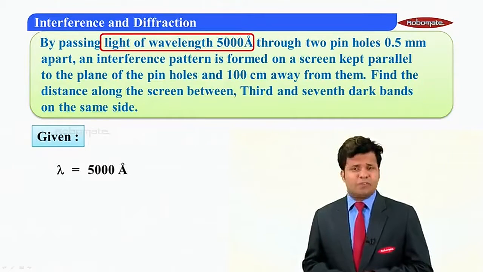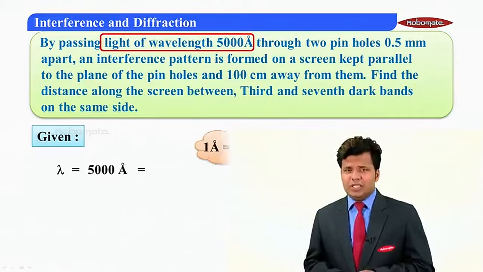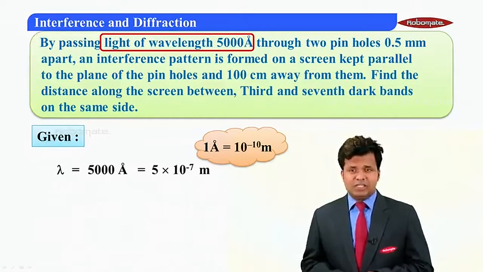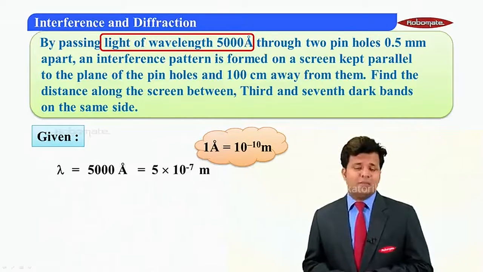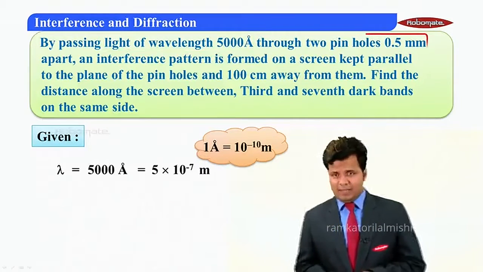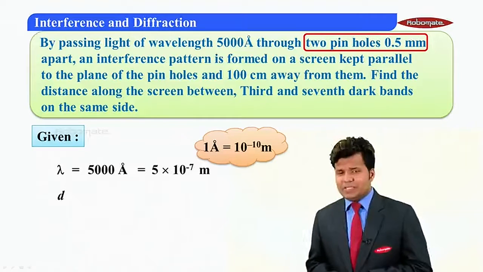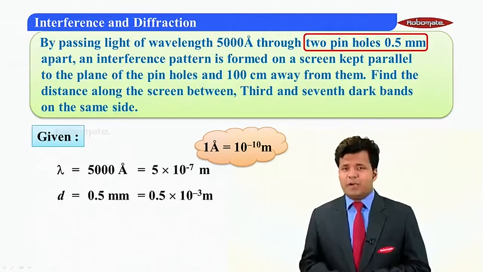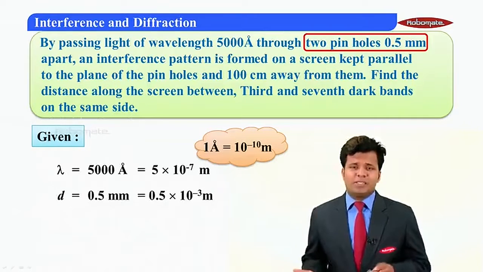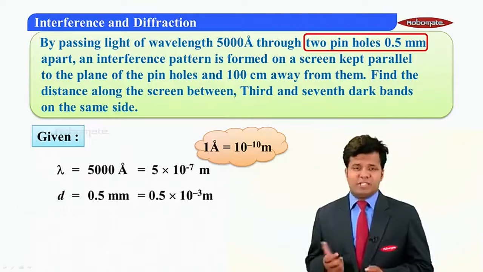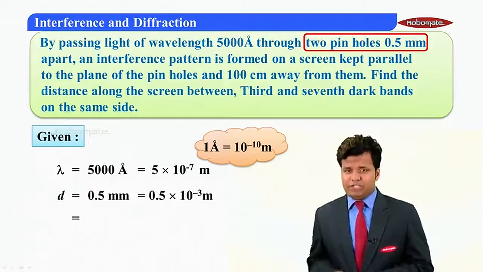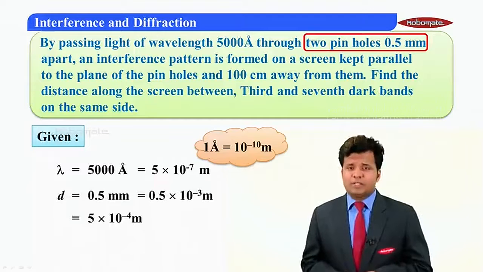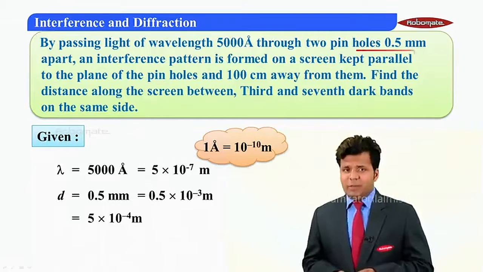We need to write it in terms of meter, so we know that the relation is 1 angstrom unit equal to 10 raised to minus 10 meter. So we get 5 into 10 raised to minus 7 meter here. This is what is lambda. And two pinholes, that is 0.5 mm apart. So small d is 0.5 mm, and converting mm into meters, it looks like 0.5 into 10 raised to minus 3 meters. For further simplification, I can also write it as 5 into 10 raised to minus 4 meter.